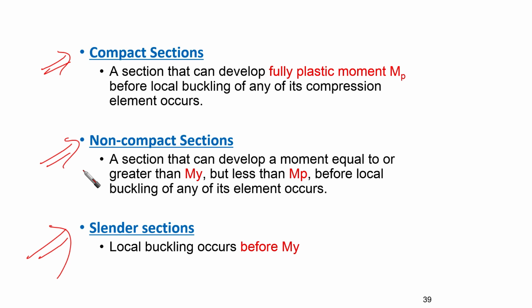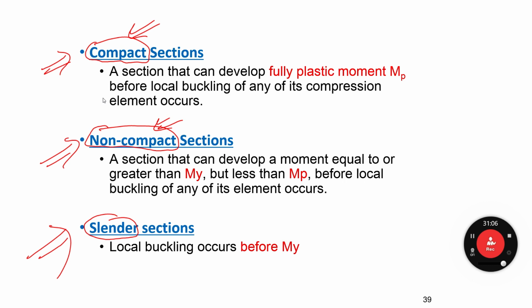It is very important to understand what is the meaning of compact, because we are using the terms, like stereotyping the terms, without understanding what is the significance of them. Compact sections means that the section can develop the fully plastic moment, MP, before local buckling of any of its compression elements occurs.